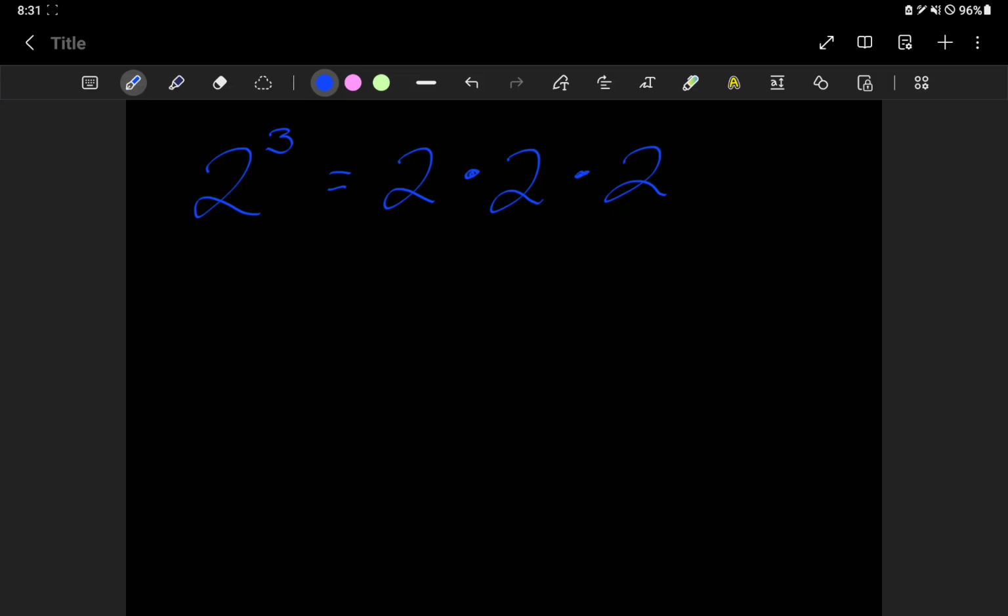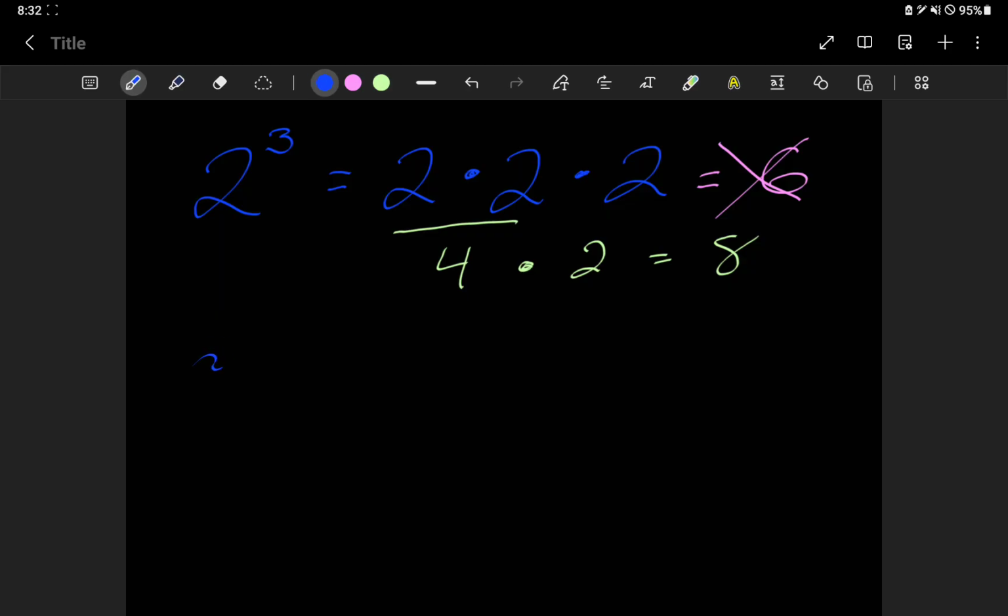Okay, now the biggest mistake that everybody was making was saying this equals 6. Okay, it's multiplication. So that means 2 times 2 is 4, times 2 is 8. Okay, we're not adding, so it's not 2 plus 2 plus 2. It's multiplication.